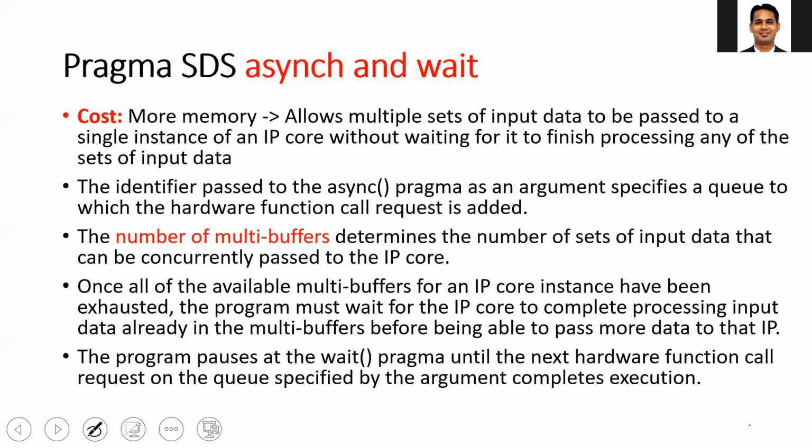Your program pauses at the wait pragma until the next hardware function call request on the queue specified by the argument of the wait completes its execution. So when you say wait 1, that means your first async 1 call should get completed. When you say wait 2, the async 2 call to the hardware function should get executed and complete its execution.